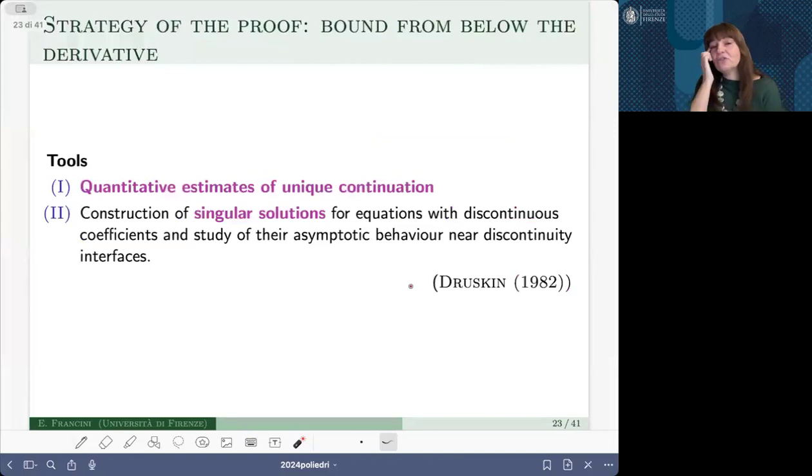So let me try to show you how we get a bound from below of this derivative, which is the tool that we need to show the Lipschitz stability estimate. And the 2 most important things are a quantitative estimate of unique continuation and also the construction of singular solutions for equations with discontinuous coefficients. The use of this singular solution goes back to an old paper by Druskin.